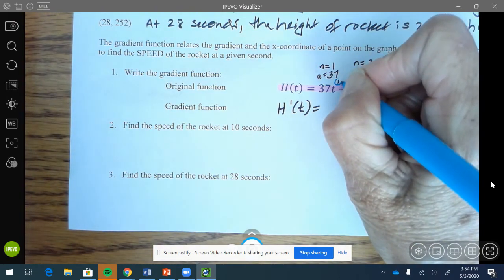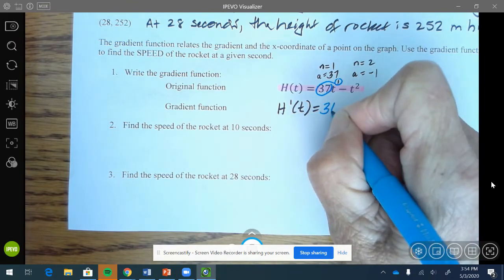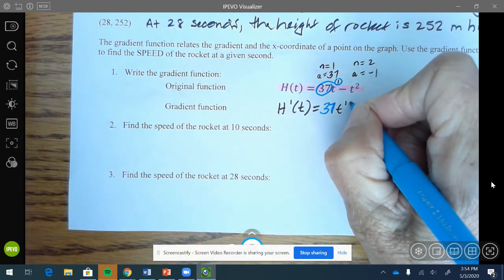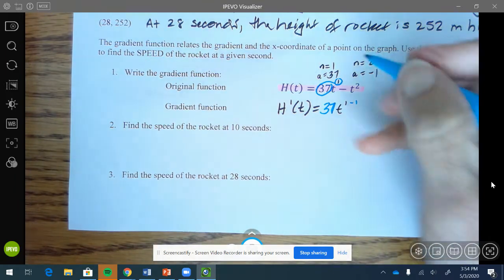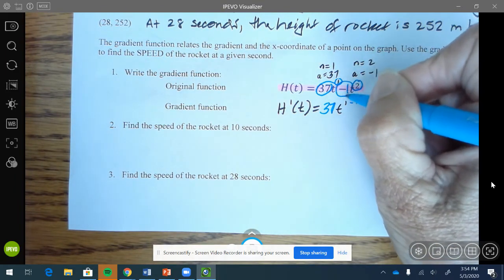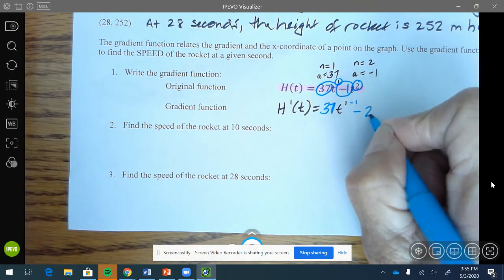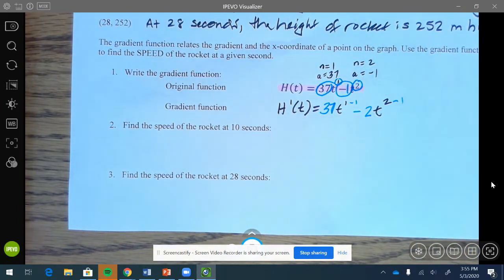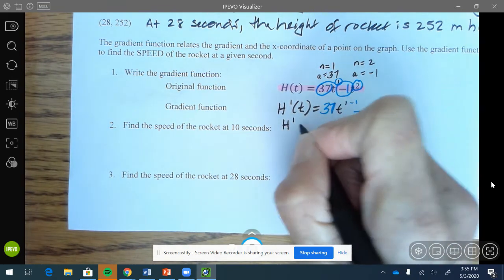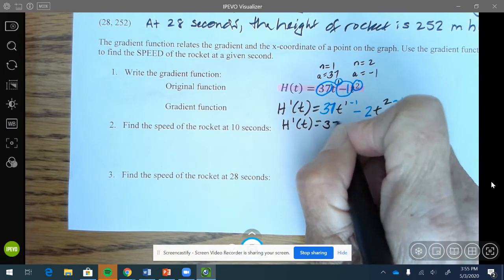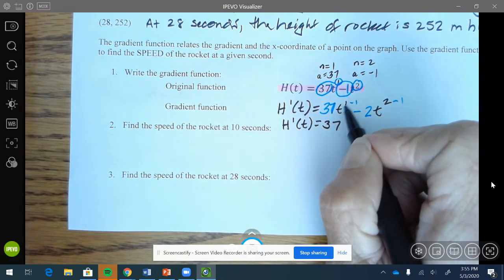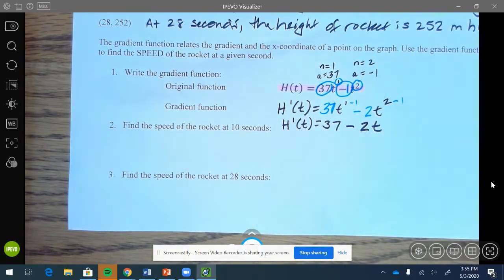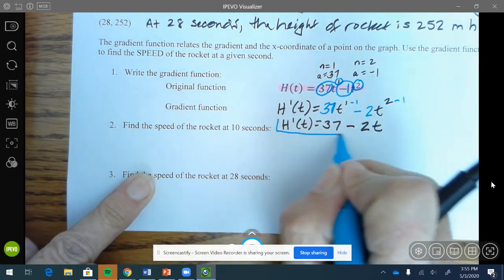We're going to take the 1 times the 37, which is 37t. Original exponent was 1, so we subtract 1 from that. Now we have 2 times a -1, is a -2t. The original exponent was 2. You subtract 1, and let's simplify that, and then we're going to use it. So the gradient function is h prime t equals 37. 1 minus 1 is 0, so t to the 0 power is just 1. And this is 2t, 2 minus 1 is 1. This is the gradient function.